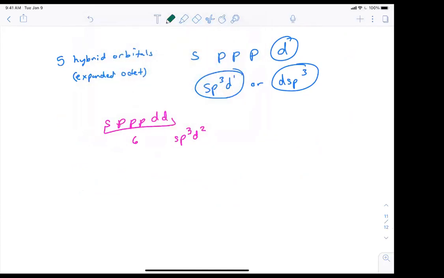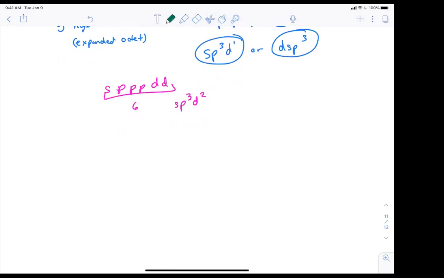Questions on that before we wrap up? Because there's one more thing I want to talk about, tying back to shapes, because you do need to see it. But questions about what I've written so far?